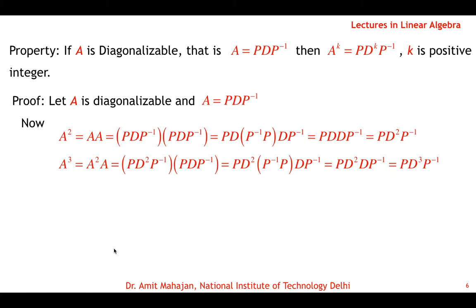Okay, so we can continue this, and in general we can write that A power k will be P D power k P inverse. So you can calculate integer powers of A by this formula.